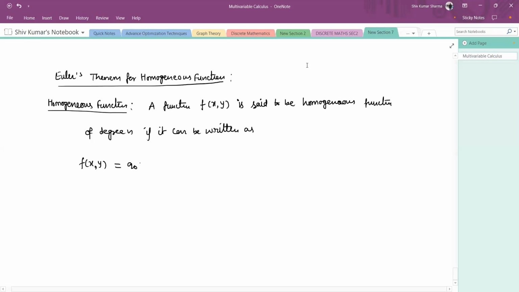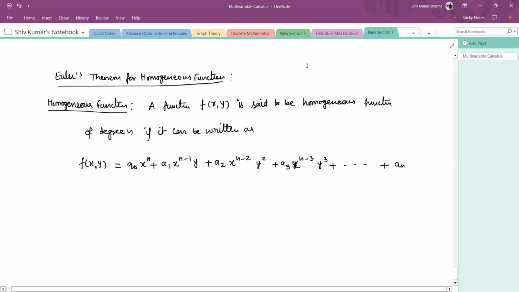a0 x raised to the power n plus a1 x raised to the power n minus 1 into y plus a2 x raised to the power n minus 2 into y square plus a3 x raised to the power n minus 3 into y raised to the power 3 plus and so on plus an y raised to the power n. So every term of a homogeneous function has the same degree.